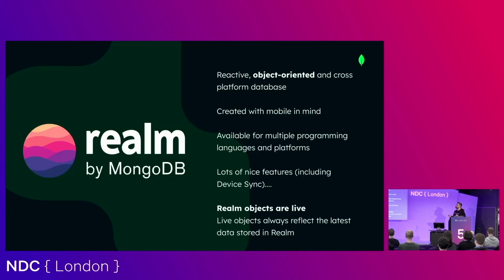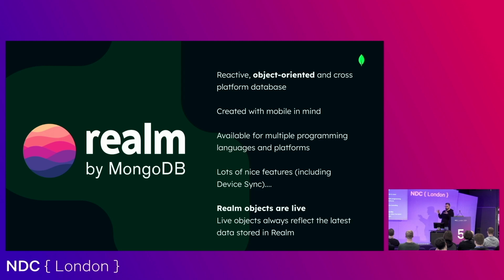Okay. So now you have an idea about what weaving is, and you have an idea about what source generators are. Now we need to take a look a little bit at Realm. Realm is a reactive, object-oriented, cross-platform database that has been created mostly with mobile in mind, so with devices with lower capabilities, let's say. It's available for a lot of programming languages like C#, of course, Swift, Kotlin, TypeScript, and so on. It has a lot of nice features, among which Device Sync, which allows you to synchronize objects automatically between multiple devices and with Atlas, so MongoDB in the cloud.